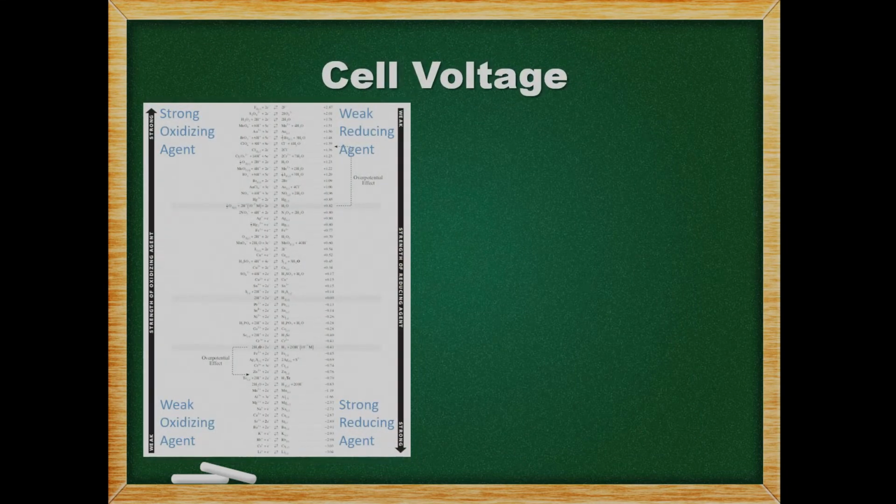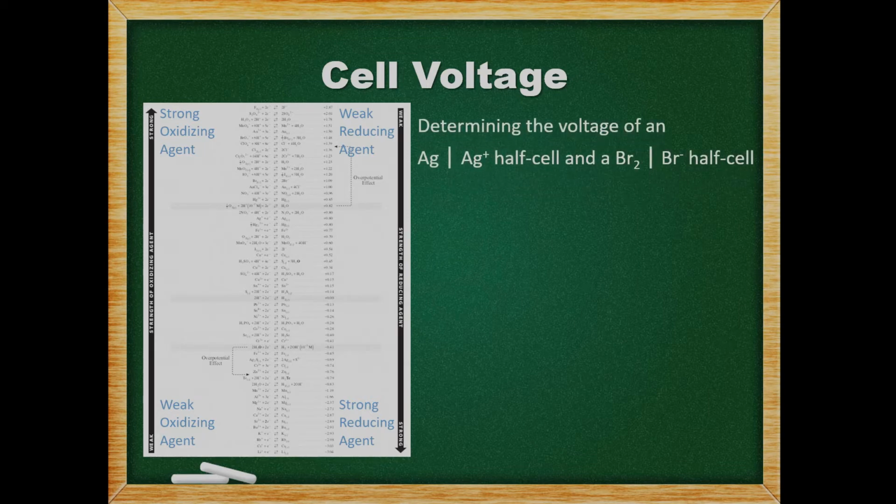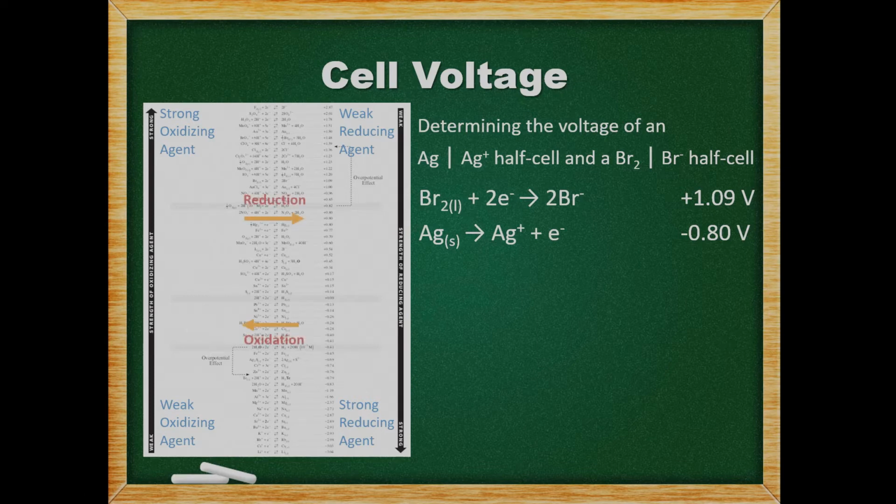Voltage, or potential difference, is the difference in electrical potential energy between 2 points in a circuit. To determine the voltage of a standard cell, we write each half reaction and its standard potential. We react the strongest reducing agent with the strongest oxidizing agent. In an electrochemical cell, the reduction reaction is always above the oxidation reaction on the SRP table. If we need to flip one of the equations, we must change the sign of its potential.